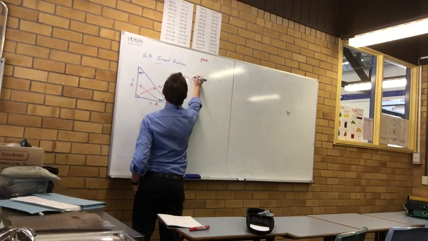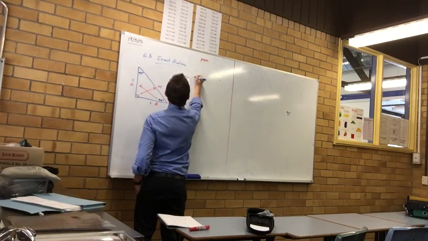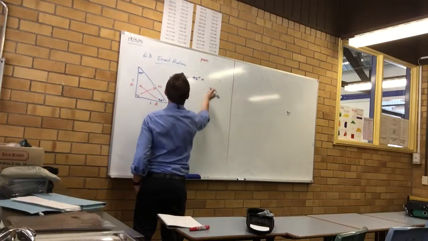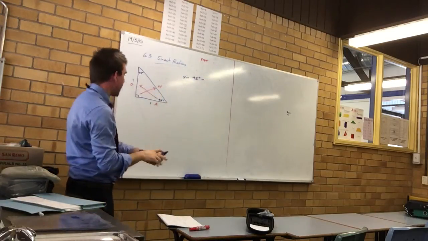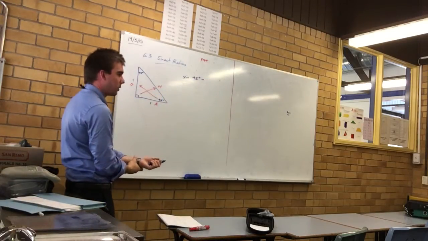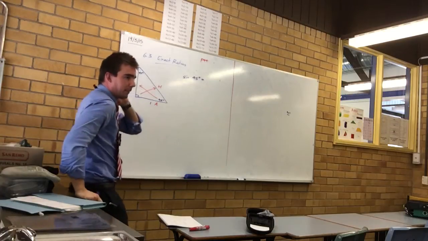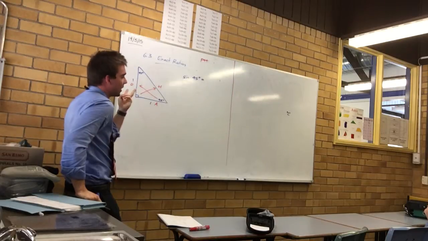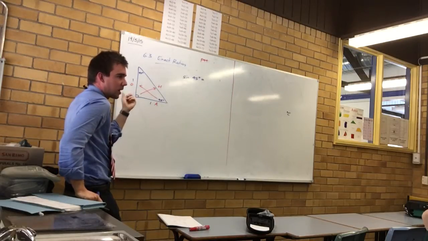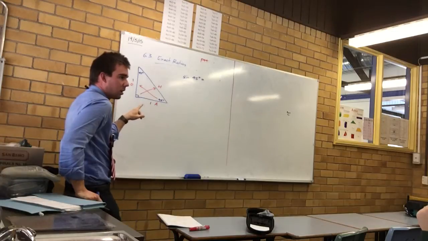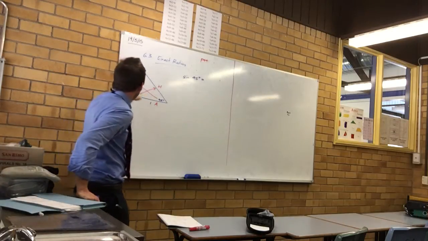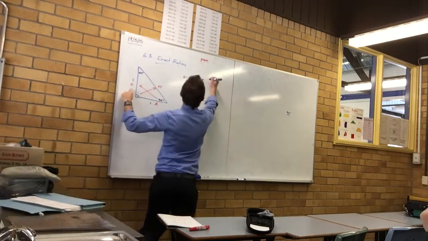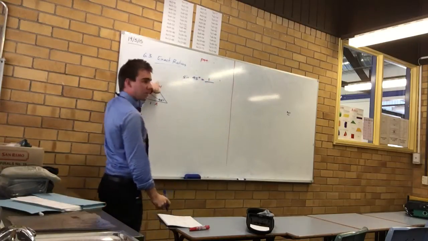Alright, so sine 45 degree. Now we need to write down an expression for sine 45. What are the two letters for sine? Sine is what over what? O, H. Yeah. O and H, okay, so we're given O, so it's 1, and H, what's H?